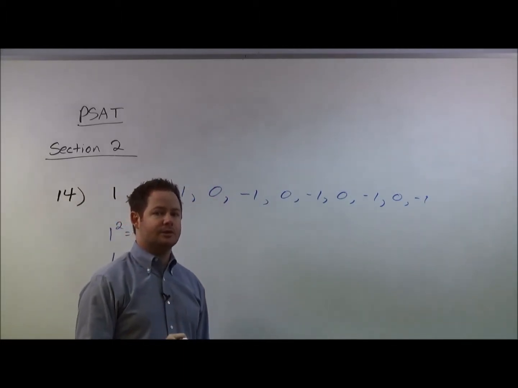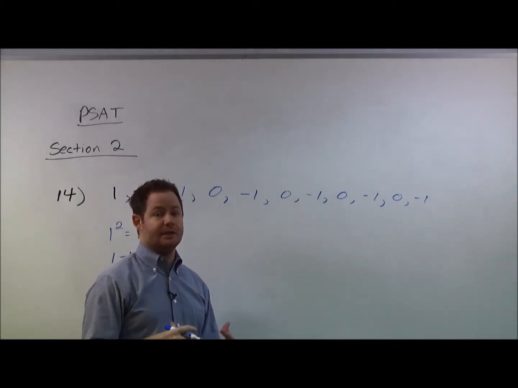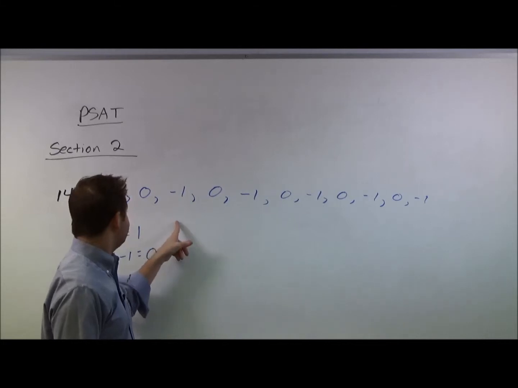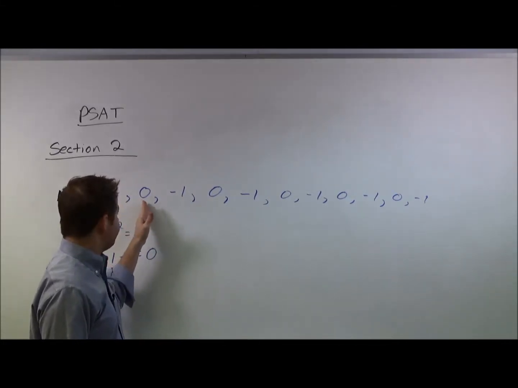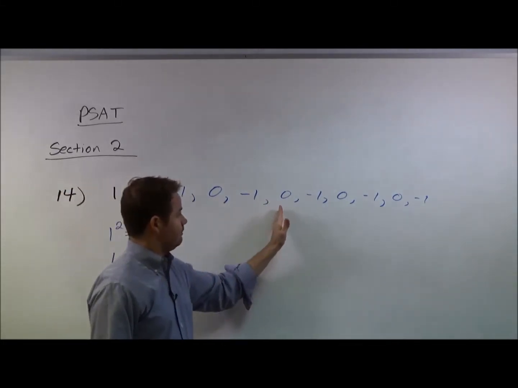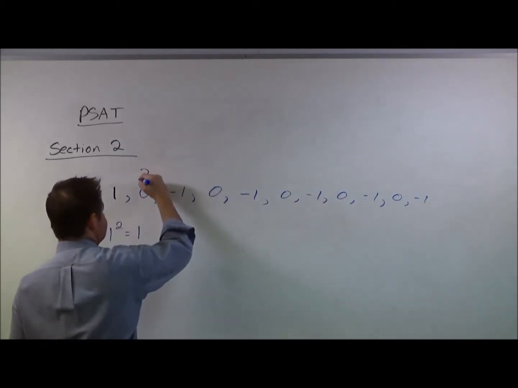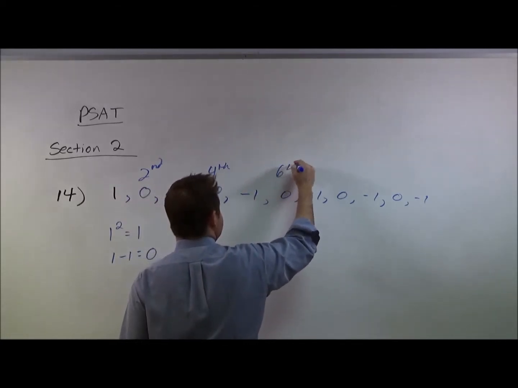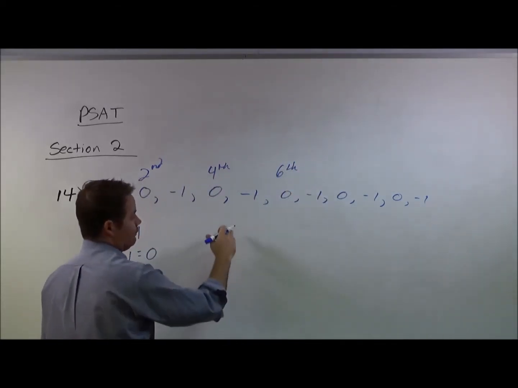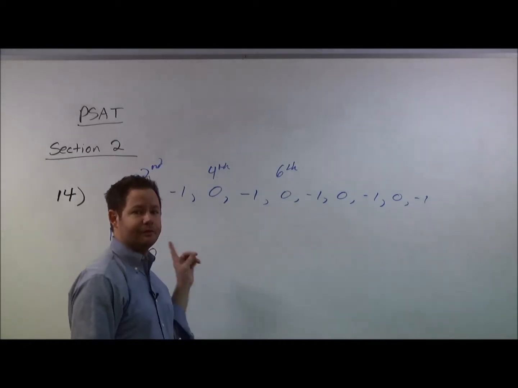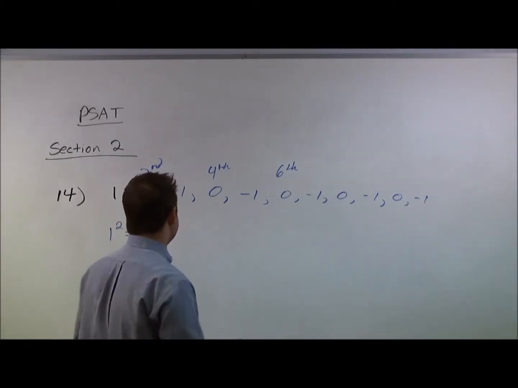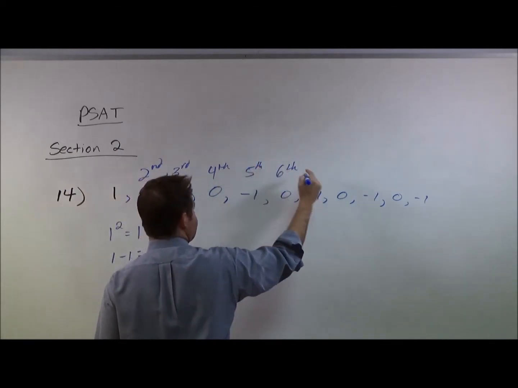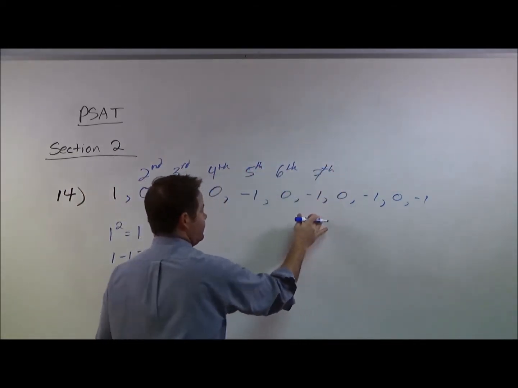But a really important skill to make sure that you master for PSAT and SAT math questions is pattern recognition. If we look, we see that every even numbered term that we have is a 0. 0 is our second term, our fourth term, our sixth term, and so forth. Every odd numbered term that we have, except for the first one, but once the pattern starts repeating, every odd numbered term, the third term, and the fifth term, and the seventh term, and so on, is a negative 1.